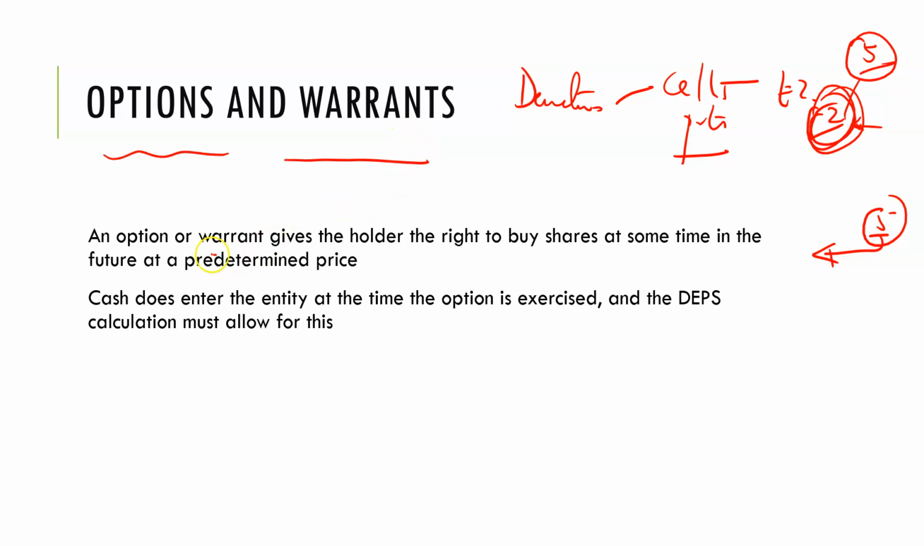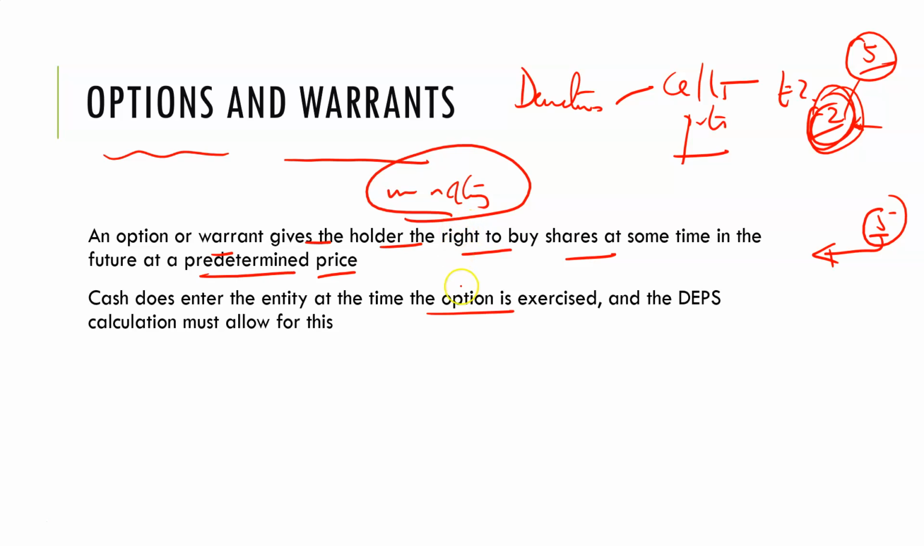So an option or warrant gives the holder the right to buy shares at some point in the future at a predetermined price. There is no cash at the time the option is issued, and so it's just an option. Typically, options could even be free, or they're minimal. They could really cost nothing, almost; they could be very, very minimal in value. So cash doesn't enter it. We must allow for this.